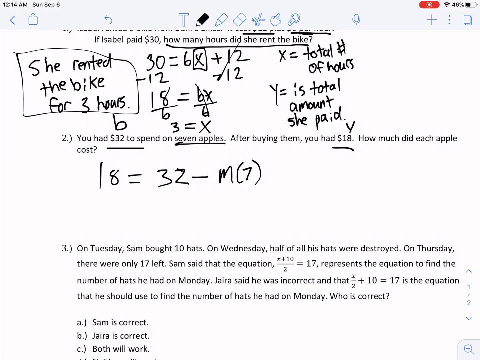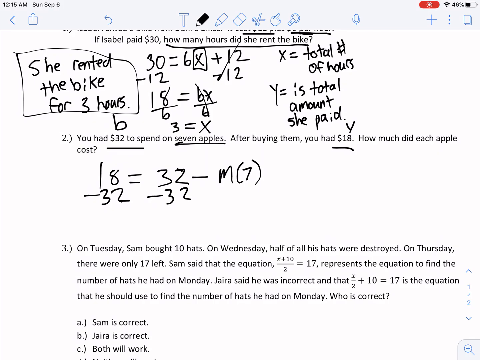Well, notice I want to work away from the variable on the same side, and I need to get rid of this 32 to the other side. Well, 32 is positive, so how do I move a positive number? I subtract. So I'm going to subtract 32 to the other side. But notice I have different signs. So what do I do when I have different signs? I subtract and keep the sign of the larger.